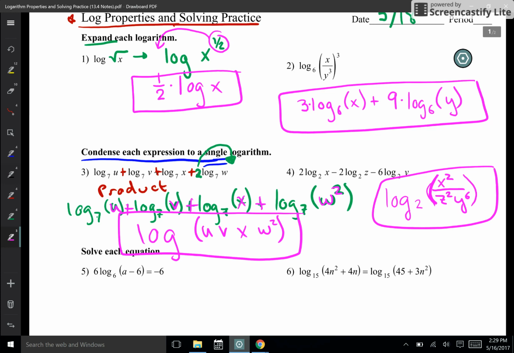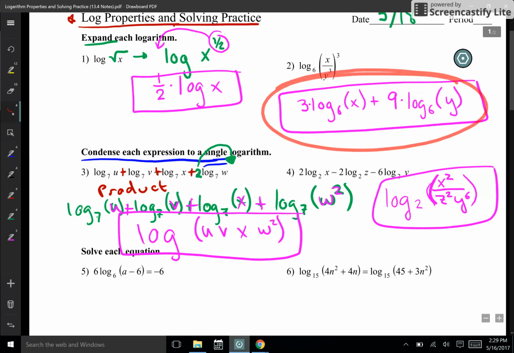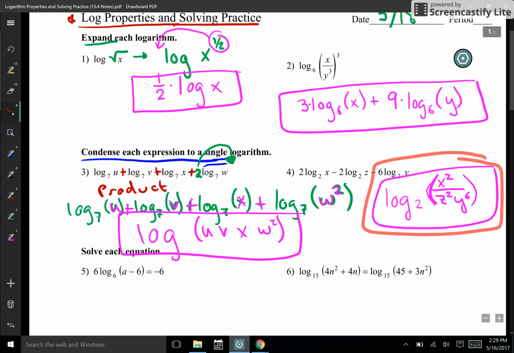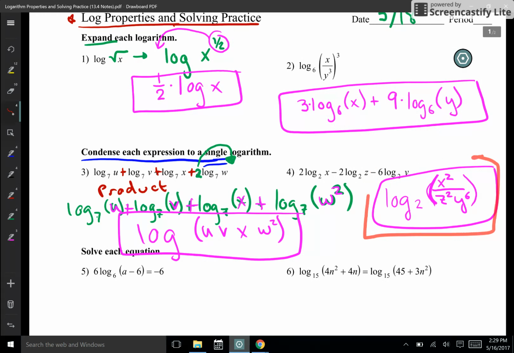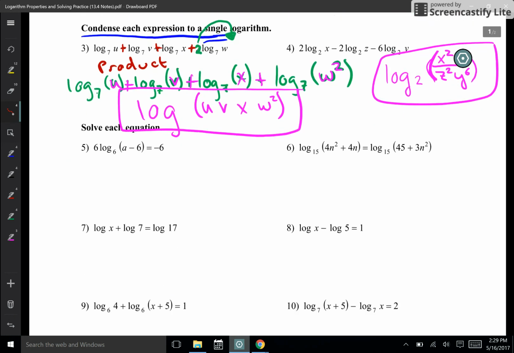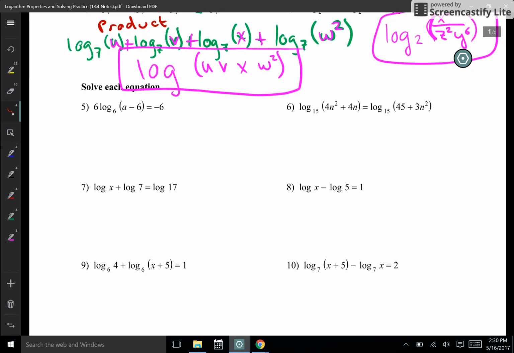All right, IM3, we're back. Hopefully for number 2 and number 4, you got these answers to match these guys right here. Number 2, you should have got 3 log base 6 of x plus 9 log base 6 of y. And for number 4, you should have gotten log base 2 of x squared over z squared times y to the 6th.